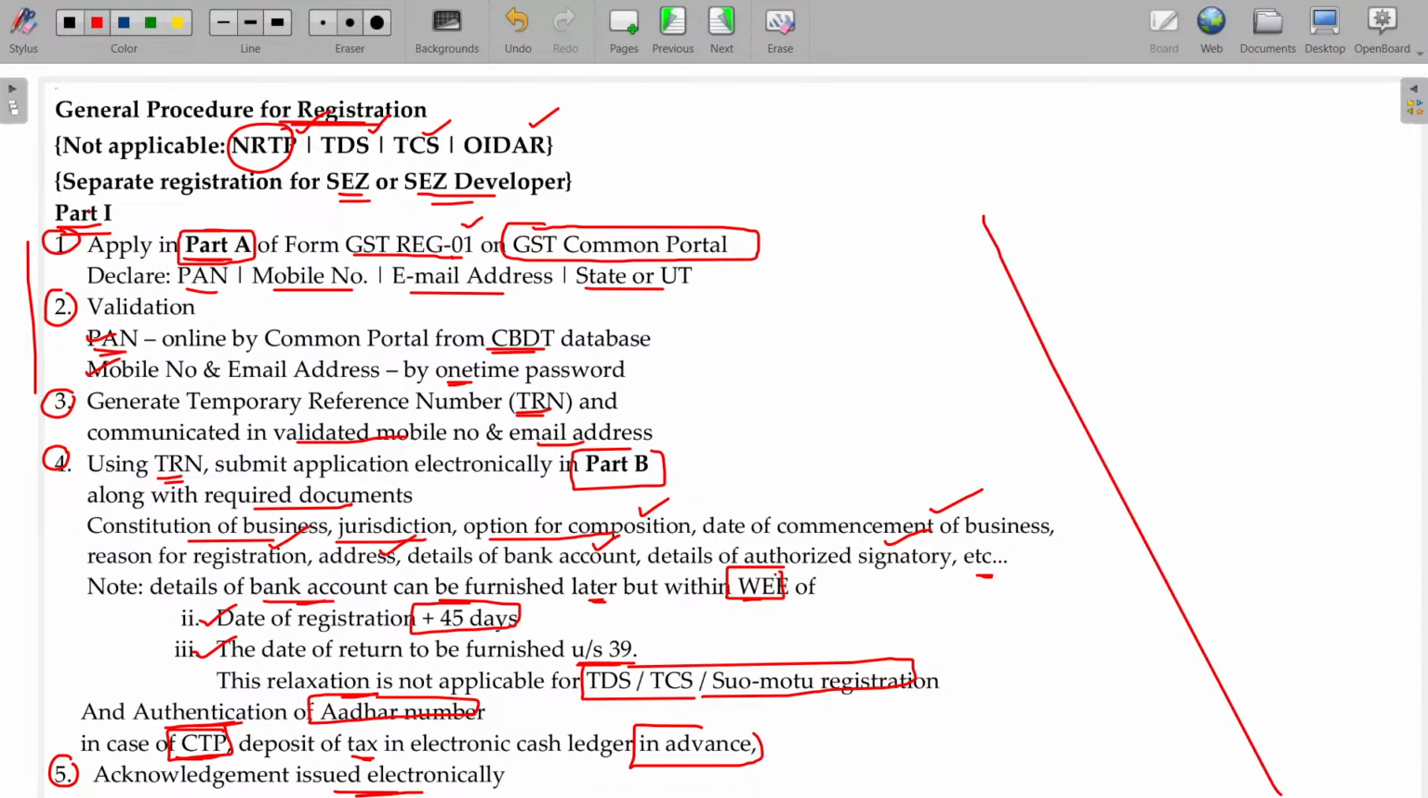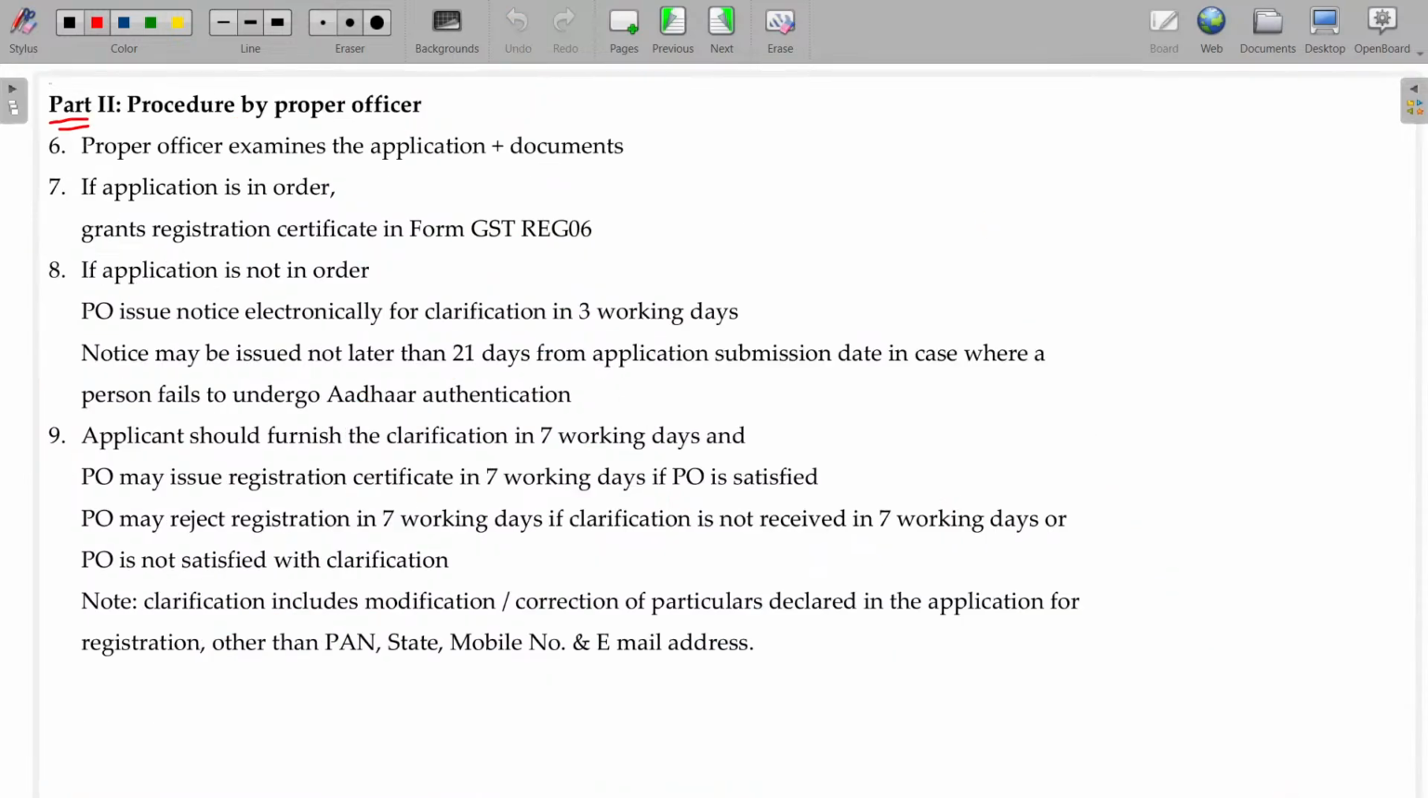This is your part, how to apply. You do all this registration online. Once you are registered, thereafter it's a department-side procedure, the procedure by the proper officer. They will examine the application and other documents submitted by you. If the application is in order, registration is granted in form GST REG-6.